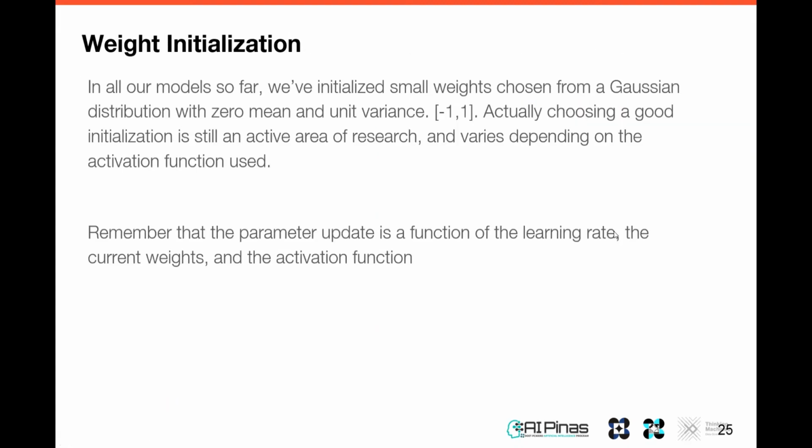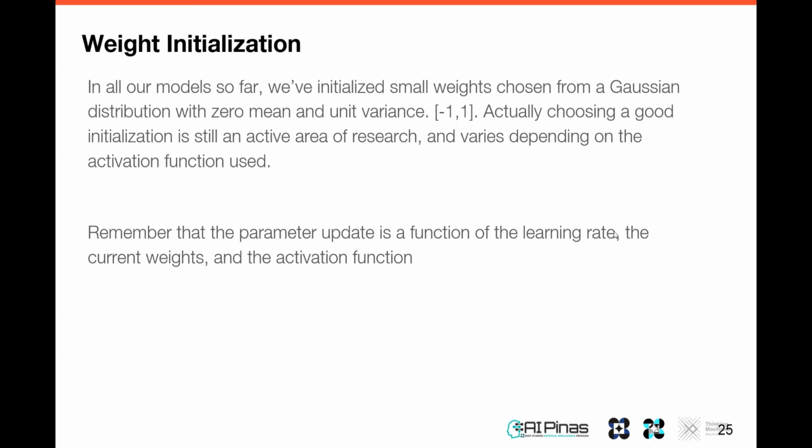In all of our models so far, we've initialized small weights chosen from a Gaussian distribution, zero mean, unit variance. And that's not a bad choice, but it's not really a great optimal choice. Choosing a good initialization W is still an active area of research. So far, it seems that a good W varies depending on which activation function you use.